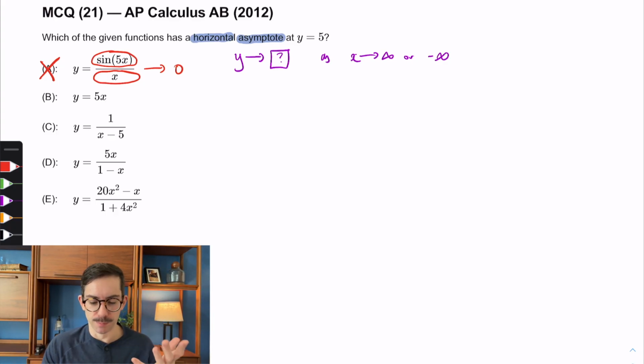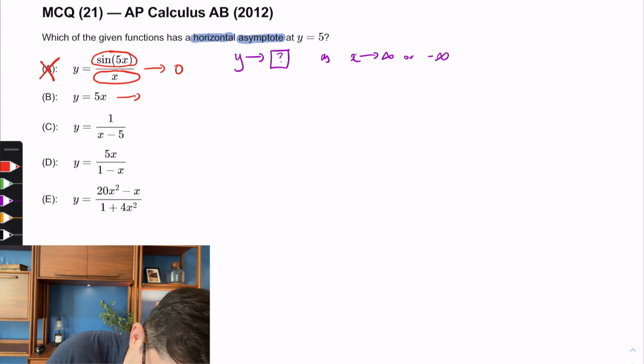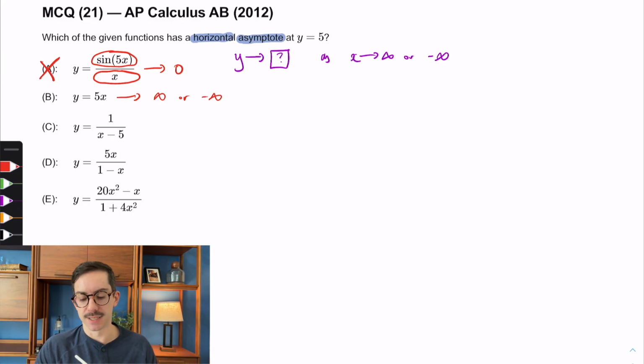What about b? Well, b is an even more straightforward function, y equals 5x. As x gets really big, 5x gets even bigger. It's 5 times bigger. So this quantity is going to approach infinity or negative infinity as x approaches plus or minus infinity. Okay, it just grows without bound. So it can't be b.